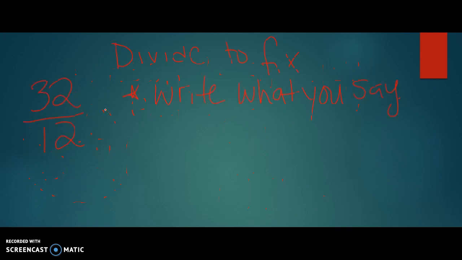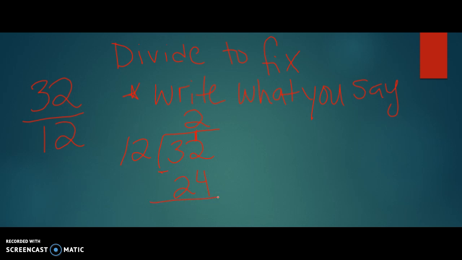Try another one. 32 over 12. My top is too big, so that means I need to divide. Remember, you write what you say. 32 divided by 12. What can I multiply 12 by to get close to 32? The closest I can get is when I multiply by 2. Remember, you write that number over the last digit that you use. If I wrote my 2 over the 3, that means I'm going into 3. That's not possible. I'm looking at the number 32, so I need to write my answer right above the last digit.